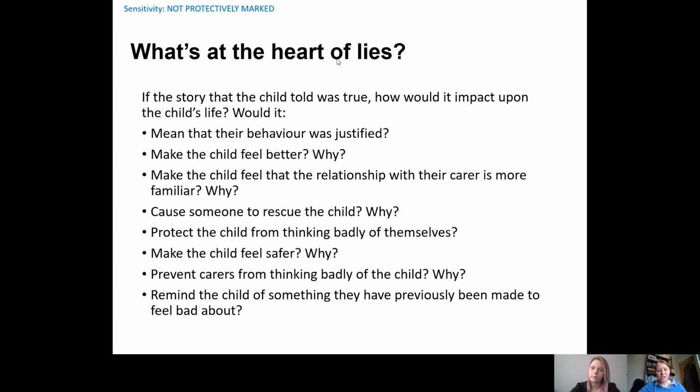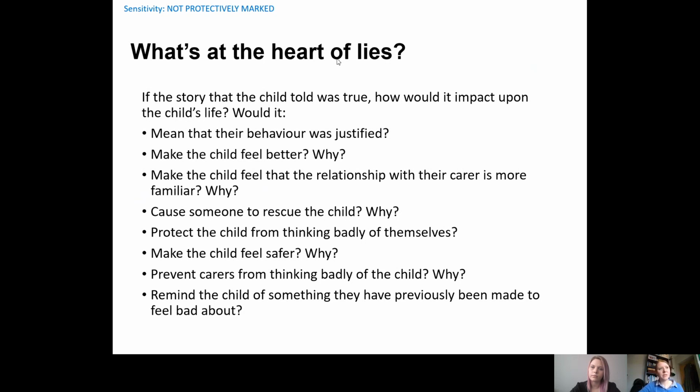Whereas this strategy, thinking about what's at the heart of a lie, embodies that curiosity, and it's also more likely to lead to a positive outcome. If you notice that a child is lying lots, just pose this question to yourself: if the story the child told was true, how would it impact their life? Would it mean their behaviour was justified? Would it make them feel better? Would it make the relationship with their parent, carer or teacher feel more familiar?